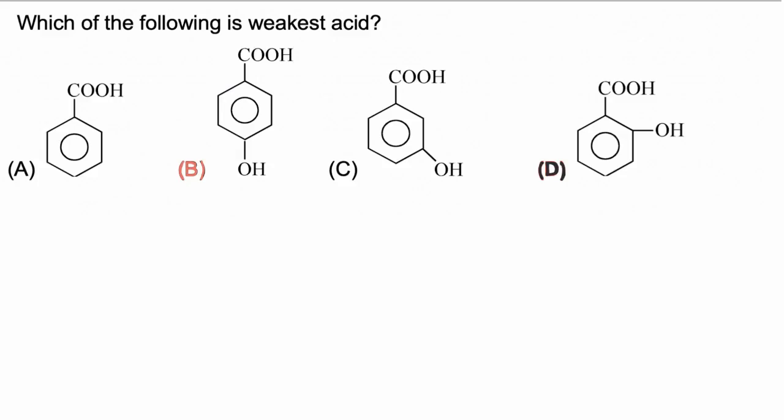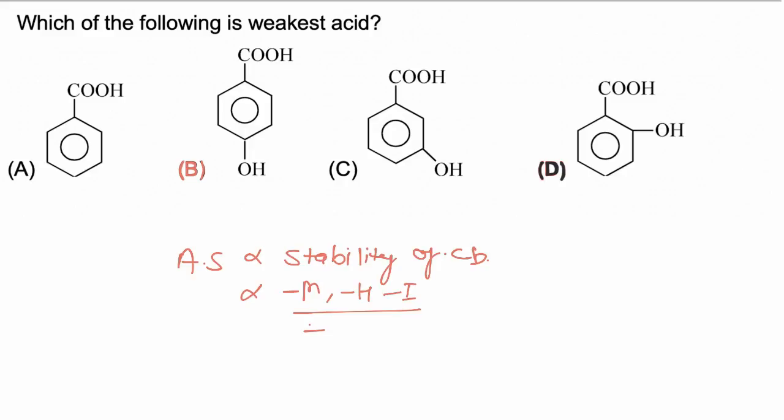In this question we have to find which of the given benzoic acids is the weakest acid. Acidic strength depends on electron withdrawing groups. If electron withdrawing groups are present, then acidic strength will be high. Acidic strength depends on the stability of the conjugate base. The conjugate base is an anion which will be stabilized by electron withdrawing -M, -H and -I effects, while it will be destabilized by +M, +H and +I effects.